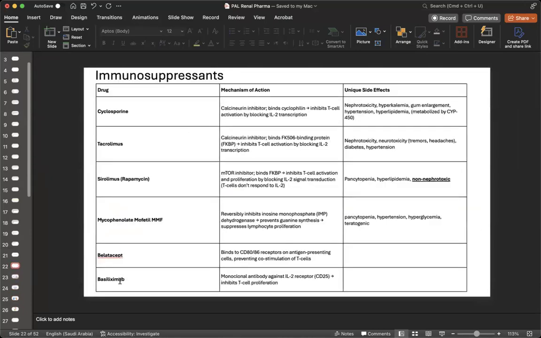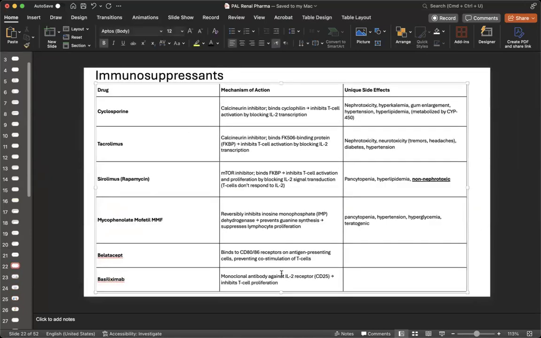Now you also have basiliximab. So basiliximab comes back to IL-2. I don't know why everyone hates IL-2 here. Okay, cyclosporin, everyone hates IL-2. So what basiliximab is going to do is prevent IL-2 from binding to its receptor.